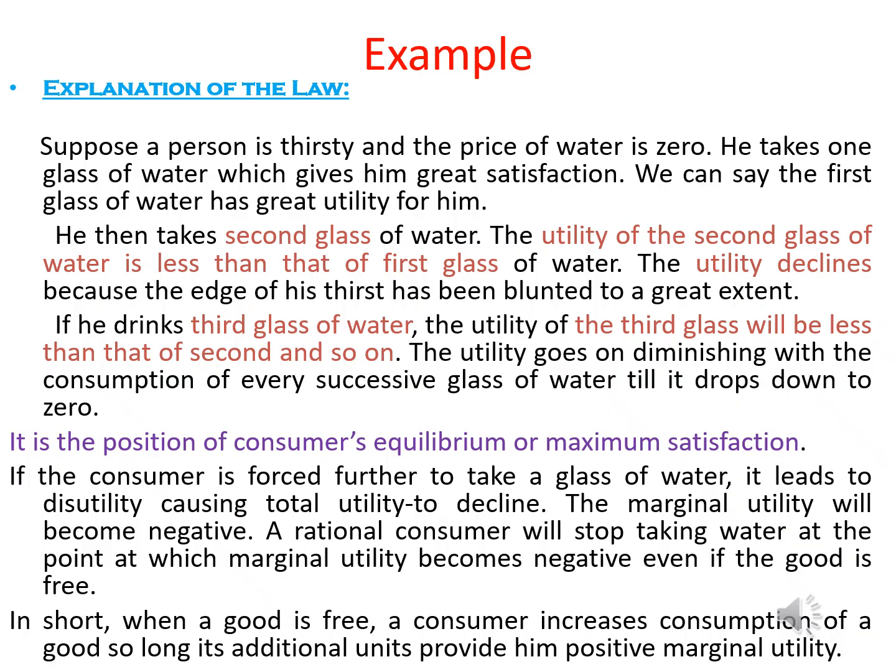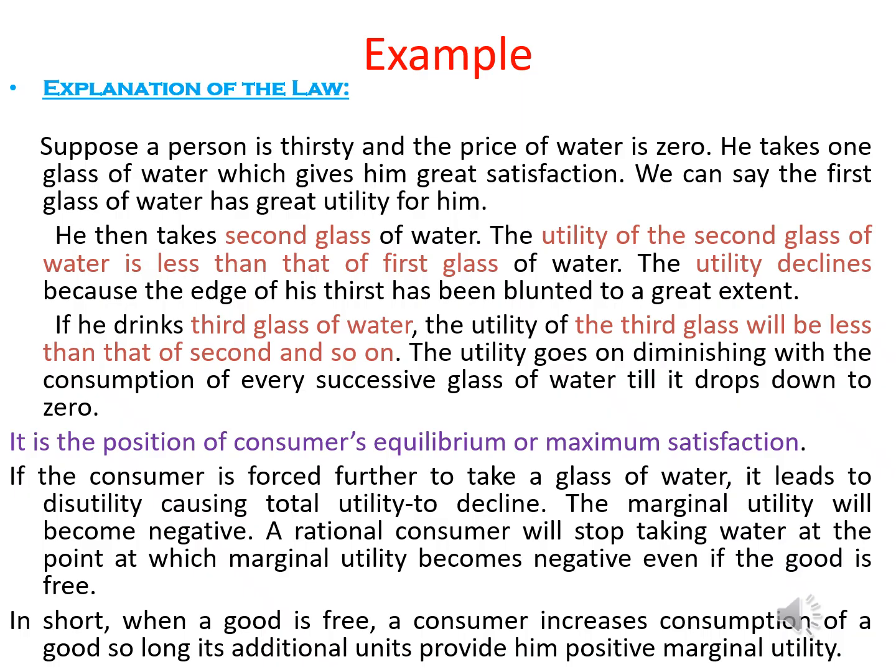When the thirsty person drinks the first glass of water, the total utility is 20 units. Since this is the first unit consumed, the entire satisfaction obtained from it is also the marginal utility, which is 20 units. The first glass therefore provides the highest level of satisfaction because it satisfies the most urgent need.